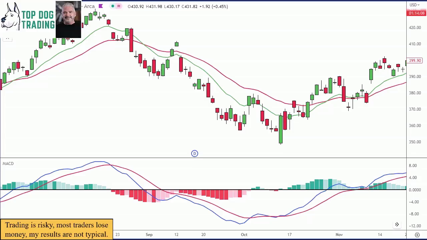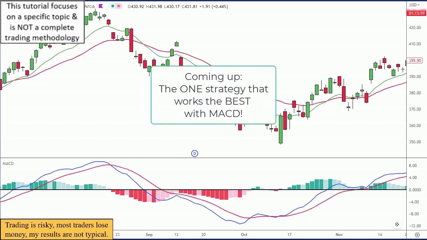MACD trading strategy. Scalping strategy, the best one that I found. I'm going to share it with you here in just a few minutes. It's going to be a really short video. Hang on till the end because I will be sharing with you the one strategy that works the best and the best way to use this indicator. And again, it'll be in just a few minutes.